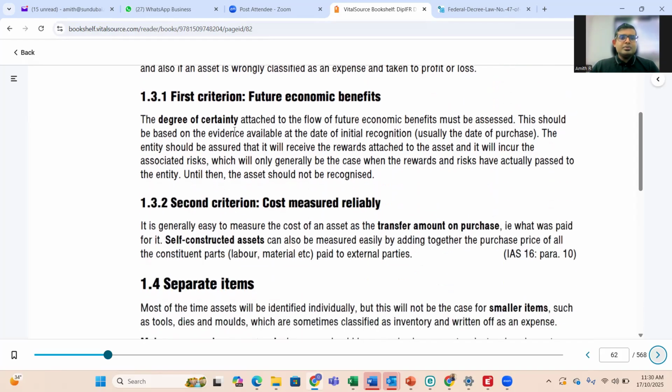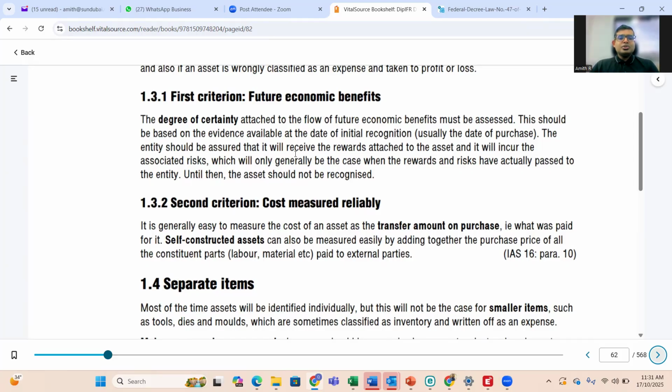Right. So they are now explaining the further benefits. There are two conditions for recognition: future economic benefits associated with the asset, that is the probability of future economic benefits, and the second one is that cost can be reliably measured. Now, the degree of certainty attached to the flow of future economic benefit must be assessed. This should be based on evidence available at the date of initial recognition. Usually the purchase date.